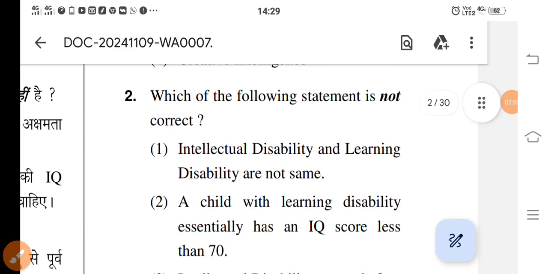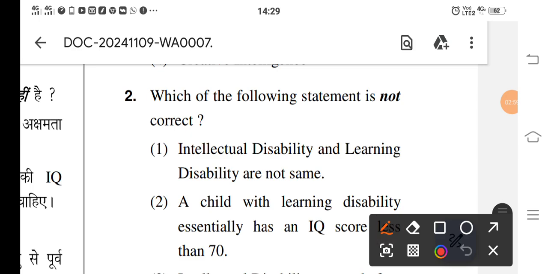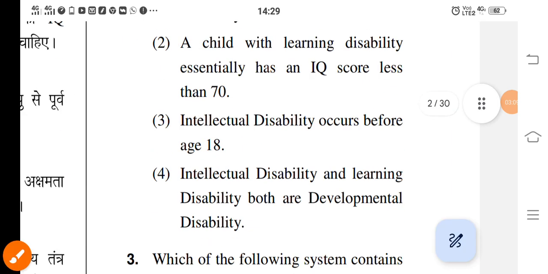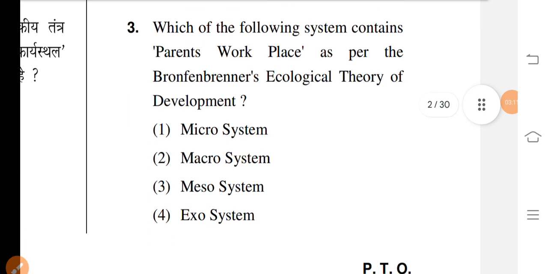Okay, so which of the following statement is not correct? Okay, so not correct அப்படினு வரும் பொழுது, if the IQ level is more than 70 only, then that statement will be correct. Okay வா? Okay, next moving on to the third question.